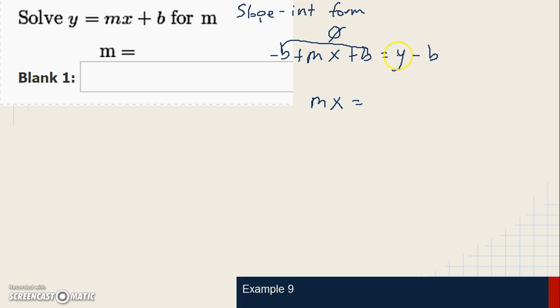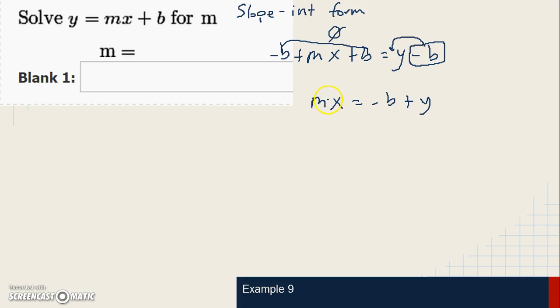Well, b comes before y in the alphabet, so I've got to commute it. I got to make sure that I include the sign in front of what I'm commuting. And I can rewrite this as negative b plus y. And now I've got to eliminate this x.